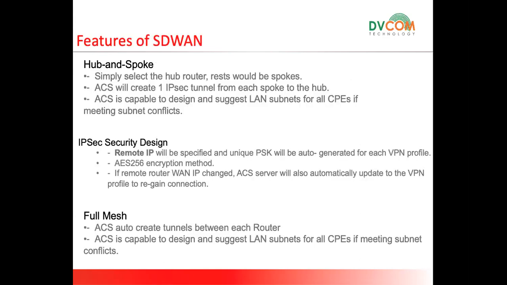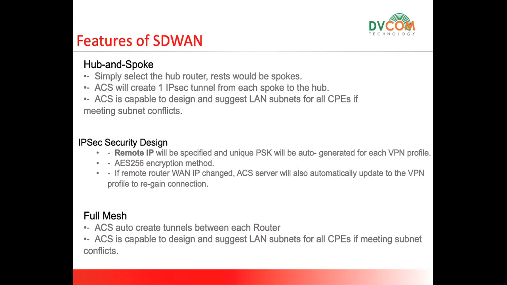And the features of SD-WAN. The first one is hub and spoke. Let's say you have an end customer who has multiple locations. If you want to configure a VPN, mostly we configure multiple tunnels from HQ to branches. Sometimes we configure a mesh. To configure a mesh between HQ, branch 1, branch 2, branch 2 to branch 1, branch 3 to branch 1 and HQ, it's a very difficult task if you have multiple locations.